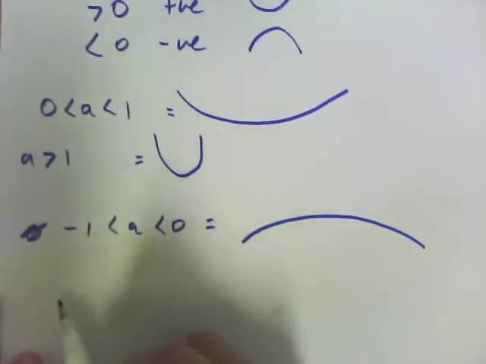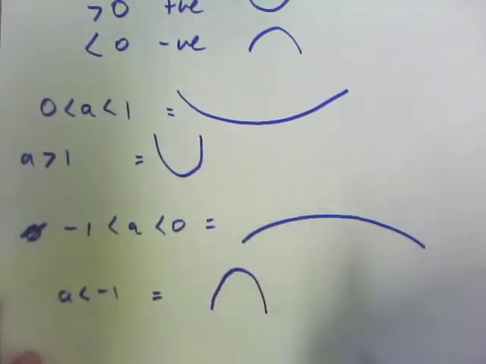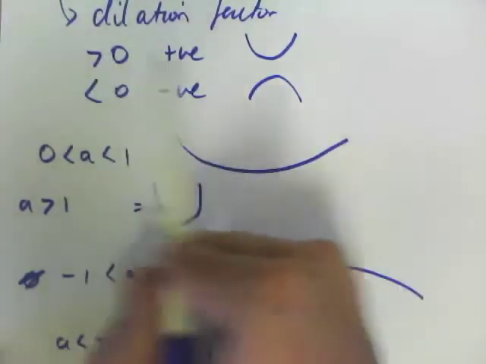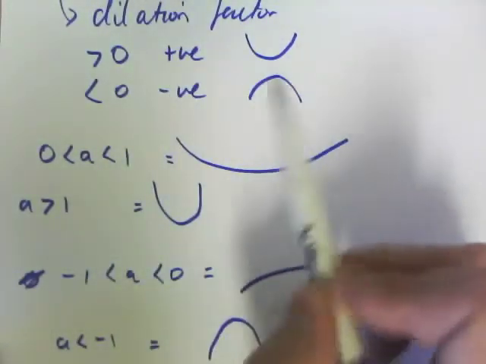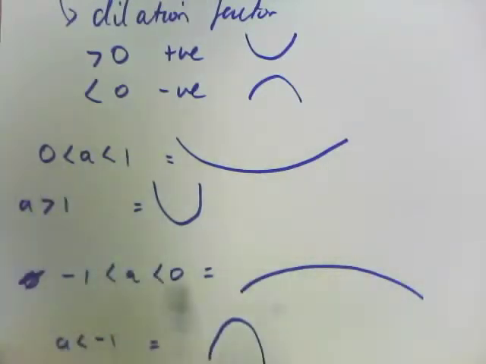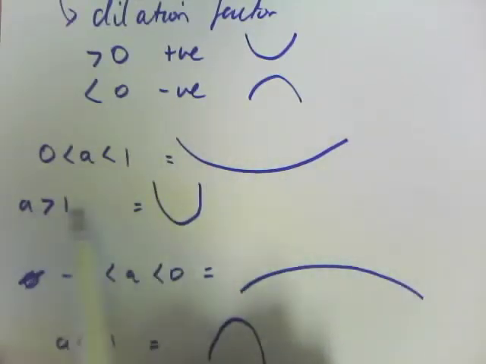And if it is less than negative 1, it's actually skinnier than a normal parabola but upside down. So that's the dilation factor. The general rule: positive and negative, upside down or right way up, and then if it's between 0 and 1, be it 0, negative 1 or positive 1, it's going to be a wider parabola graph. If it's greater than 1, so a number bigger than 1, it'll be a skinnier parabola graph.